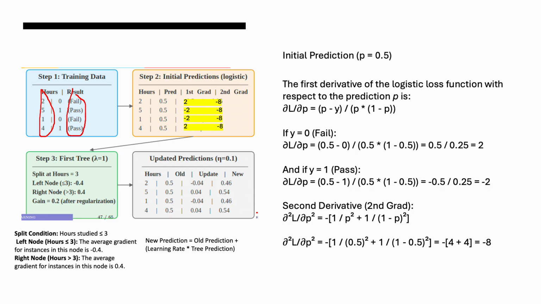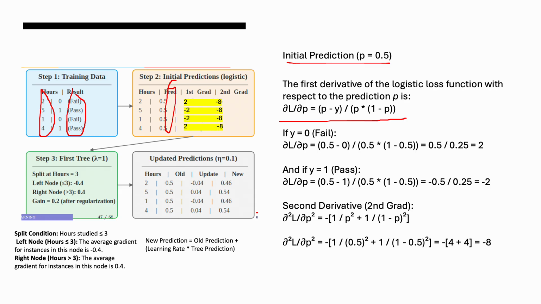Over here, you take an initial prediction of 0.5. As you can see, the initial prediction is 0.5, so you update all of them to 0.5. So the hours is 2, your prediction is 0.5. And then you do a first order derivative for getting the first gradient. The formula for that is derivative of L over derivative of P is equal to (P minus Y) divided by P into (1 minus P), where P here is nothing but the prediction, which is 0.5, and Y is the value, either fail or pass.